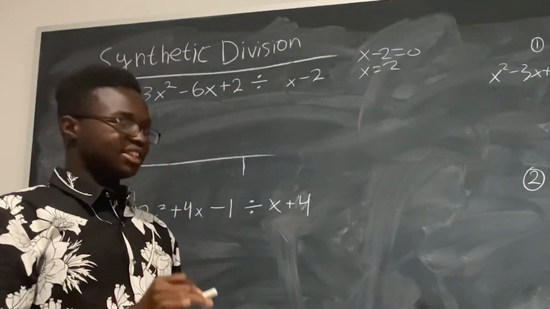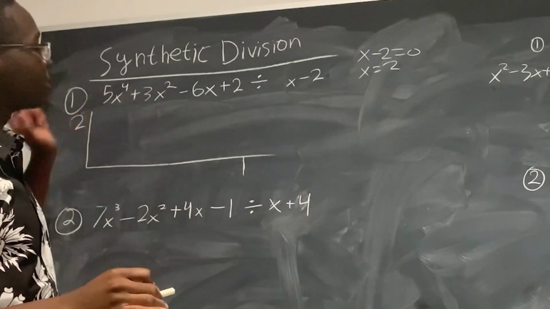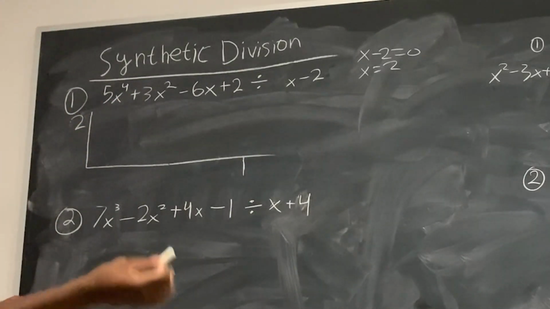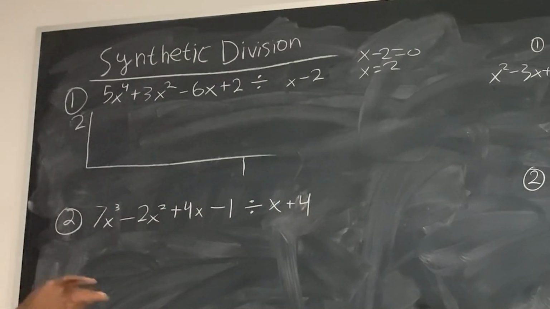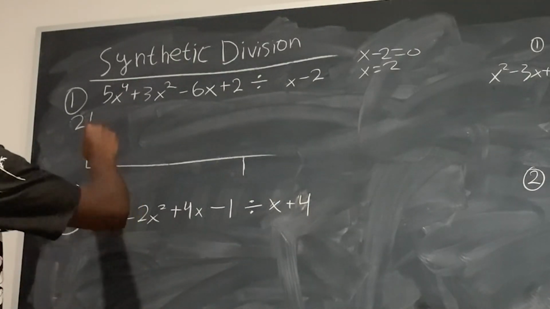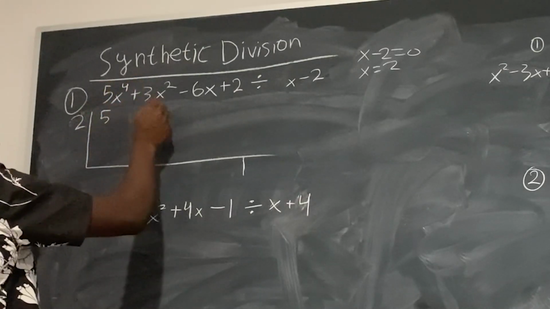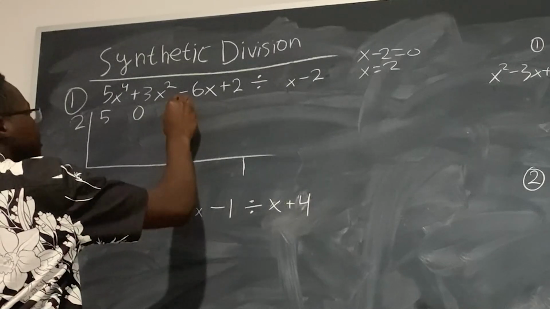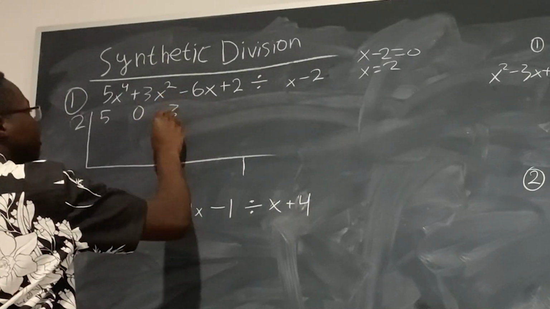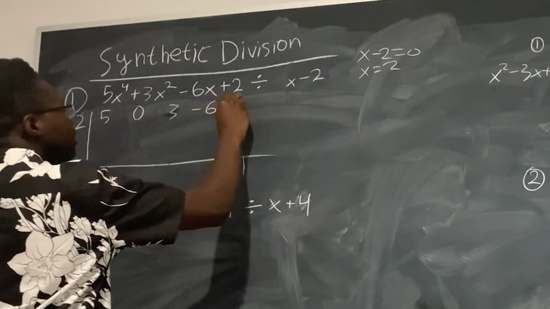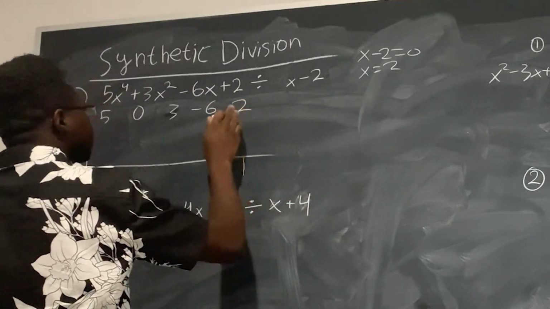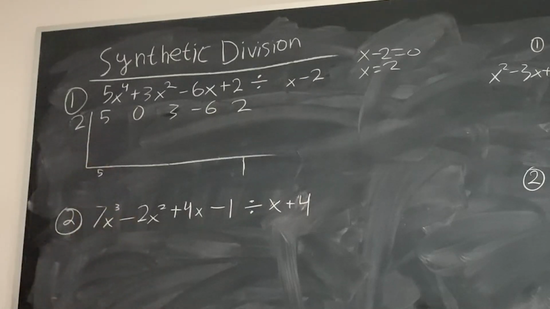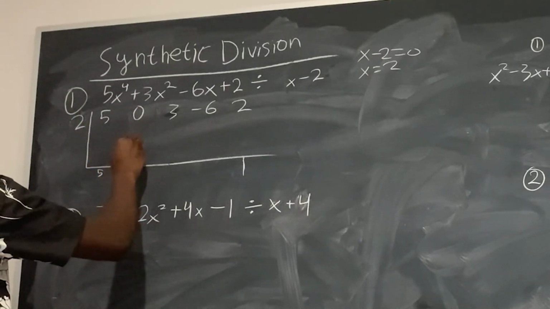But we can't forget to consider the fact that there's a 0x cubed here. While we omit it from the original equation, it is still important because we need to have all the degree terms here. So we're going to write that 5, 0, and don't forget your negative signs either. So then we have 0, 3, negative 6, and then 2. Now you drop down the first term. This is just 5. And then 2 times 5 is 10.